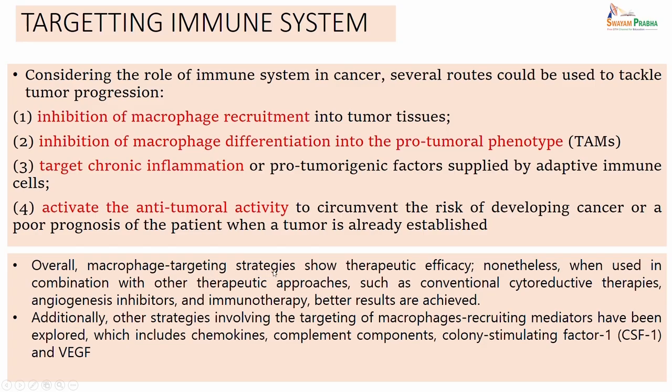Overall, the macrophage targeting strategies show therapeutic efficacy. Nonetheless, when we use them in combination with conventional cytoreductive therapy like radiation, surgery or chemotherapy, or along with angiogenesis inhibitors or immunotherapy, better results can be achieved. So overall, it has to be used in combination for better results. Additionally, other strategies which involve targeting the macrophage recruiting mediators have been explored, for example, the chemokines, the complement components, the colony stimulating factor, VEGF. So these can also together be used.